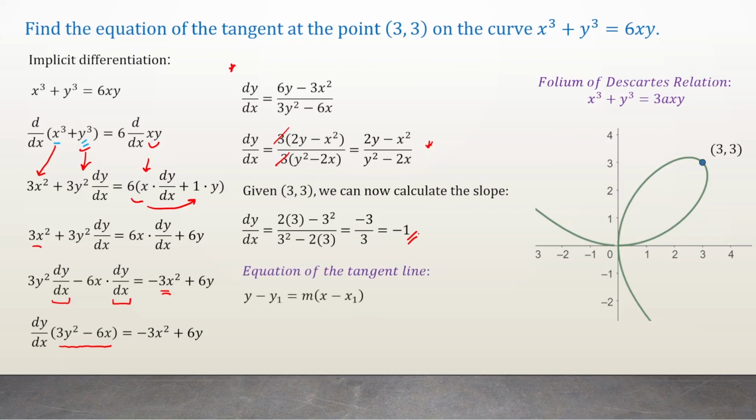Now to get the equation of the tangent line, we'll use the slope-point form for the straight line, where (x1, y1) is the point on your curve, and the gradient is -1. So substitute those numbers in, you'll get y minus 3 equals -1 times (x minus 3). And when you simplify, you'll get y equals -x plus 6. And that equation is shown in the diagram here.